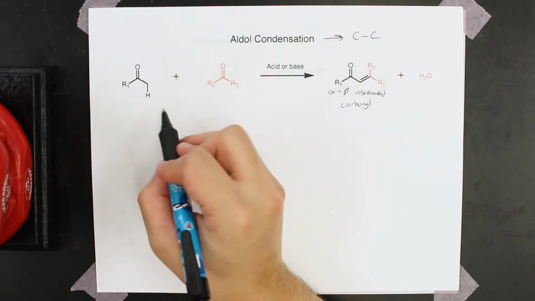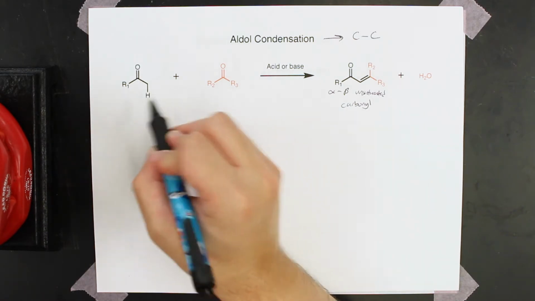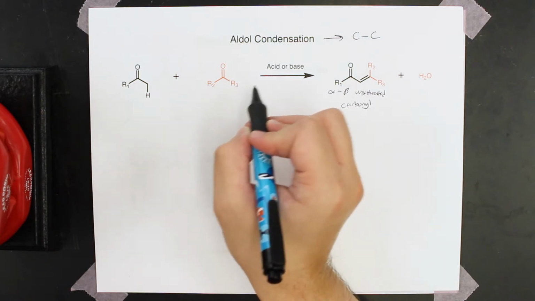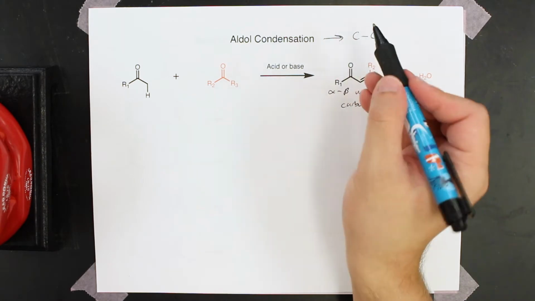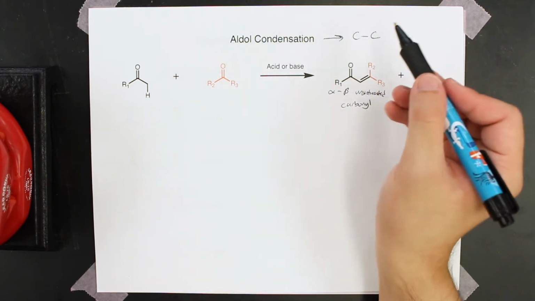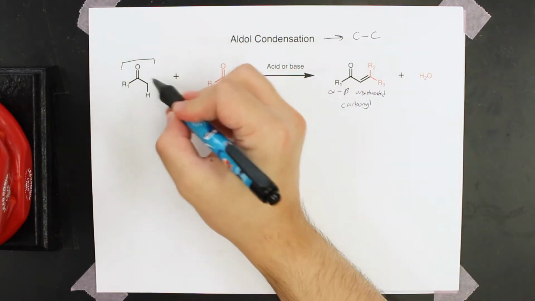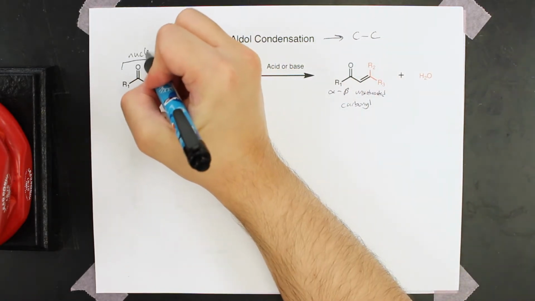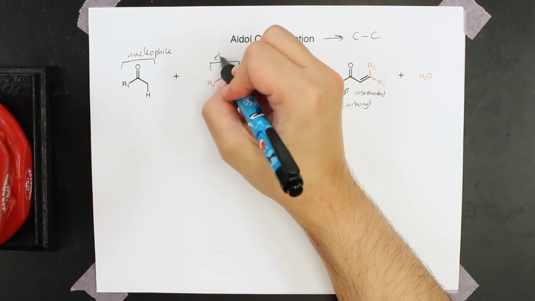In the aldol condensation, the nucleophile and the electrophile are both carbonyl groups. Whereas in a Grignard reaction, the carbonyl compound was always the electrophile, in an aldol reaction either one could be the nucleophile or the electrophile. And that's something we'll go into. In this example, the structure in black is our nucleophile, and the structure in red is our electrophile.